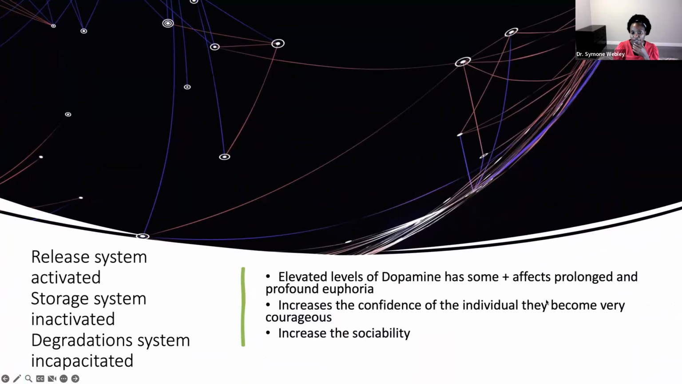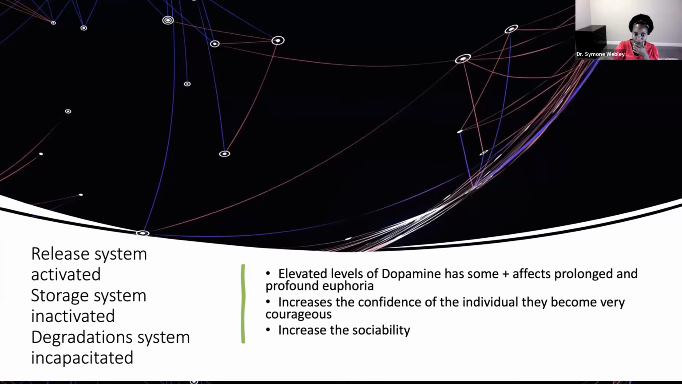And again, we said elevated levels of dopamine has some positive effects, prolonged and profound euphoria. But the bigger the level, the longer that prolonged euphoria, the more likely it is that someone will be addicted to it and will continue to want it again. So again, it makes them feel like there's increased confidence, and they become very courageous. So people on meth will do things that they would normally not do if they weren't taking the drug.